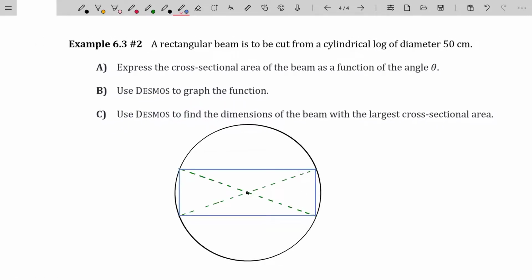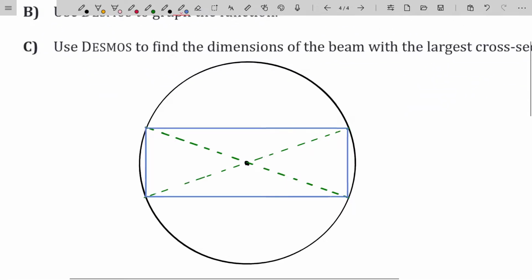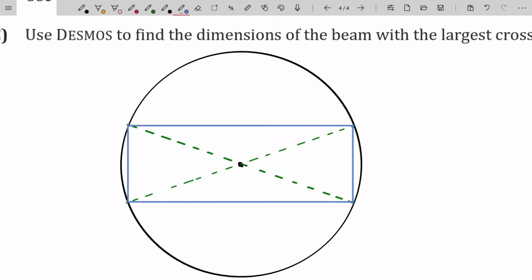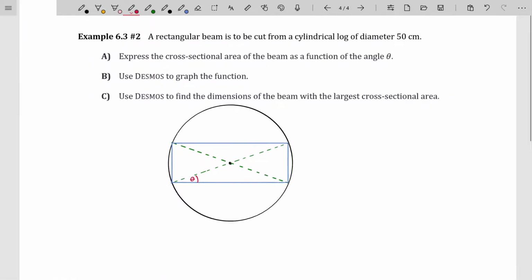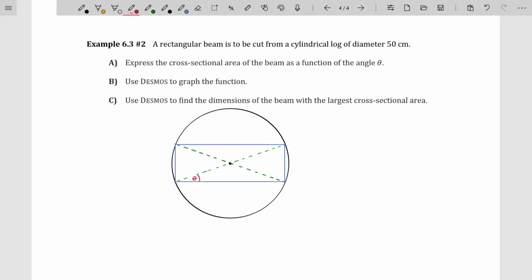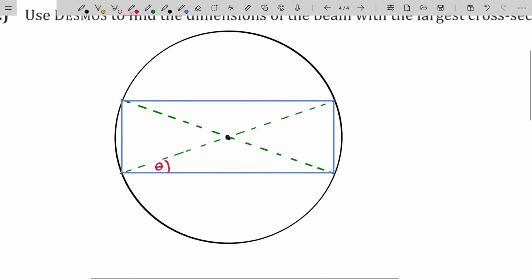But let's go ahead and draw in what they mean. So I've drawn in here these slices, right? It doesn't have to look like this. There are a lot of different rectangles you can cut out of this. I'm just giving you an example of one. And let's call this angle right here theta. Great, so now we have everything set, and we're told the diameter of this is 50 centimeters. Let me highlight the beam area here in yellow. We want to express this area as a function of that theta right there.